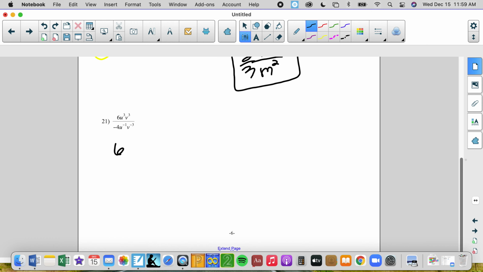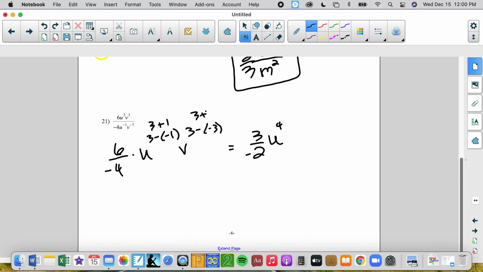You have 6 over negative 4, u to the 3 minus negative 1, v to the 3 minus negative 3. 6/4 can be reduced. 2 goes into both of those. 3 over negative 2. That becomes 3 plus 1. So that's, whoa. See what I was about to do? If I wrote it there, it would look like it's in the denominator. I don't like that. I need it to be up here. So u to the 4th, and that becomes 3 plus 3, v to the 6th.